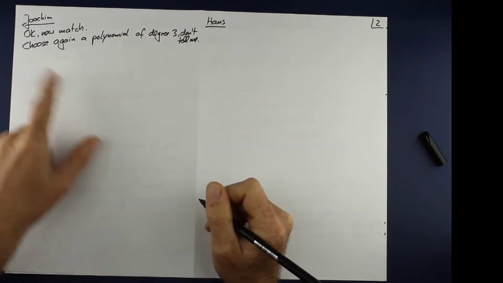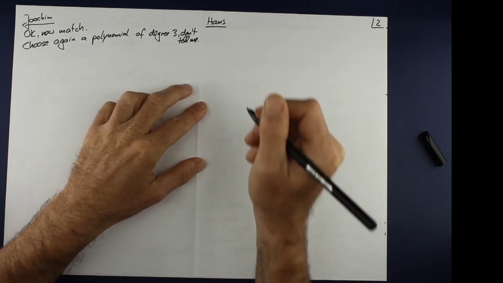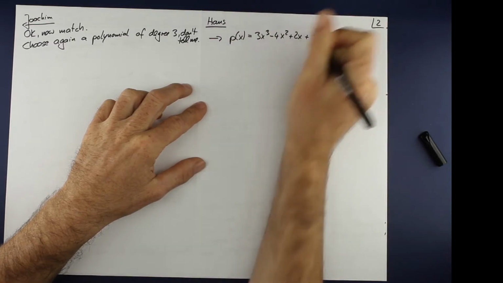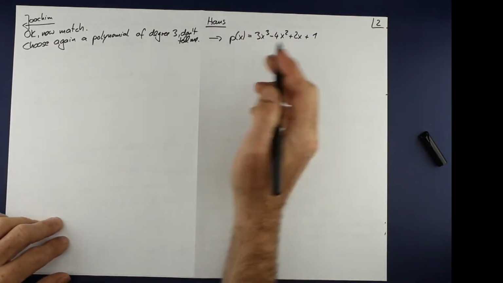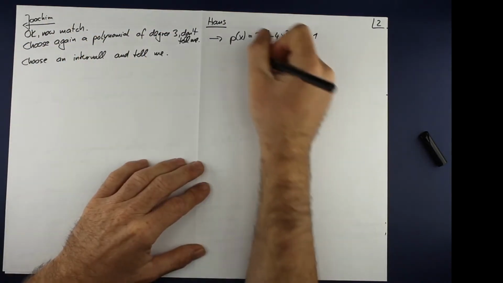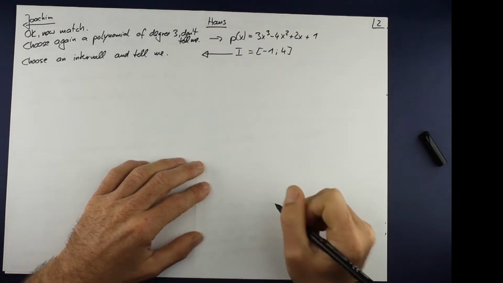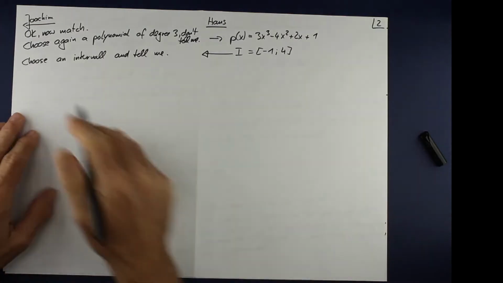Okay, new match, choose again a new polynomial of degree 3. So maybe Hans will choose this polynomial. Then I tell him to choose an interval and tell me. And maybe this time he chooses the interval and he tells me that interval. So again, please find the integral value.